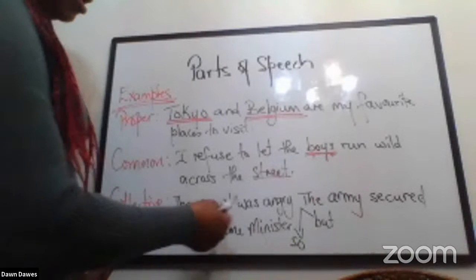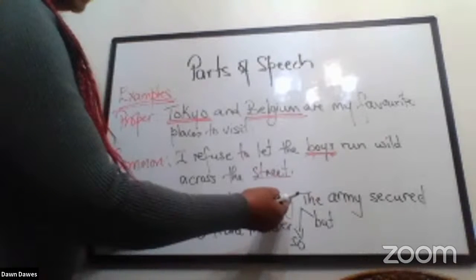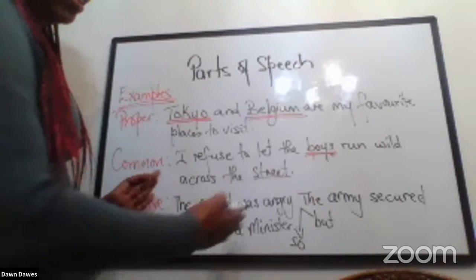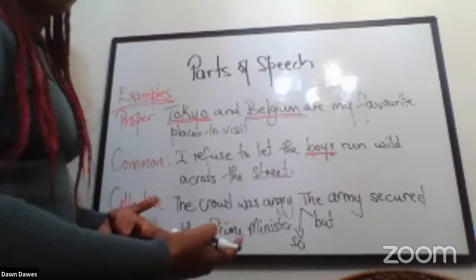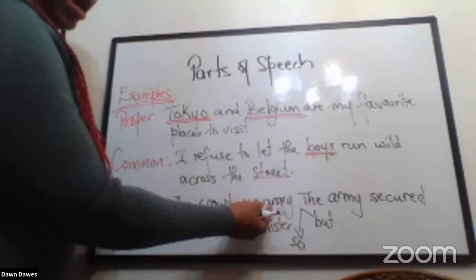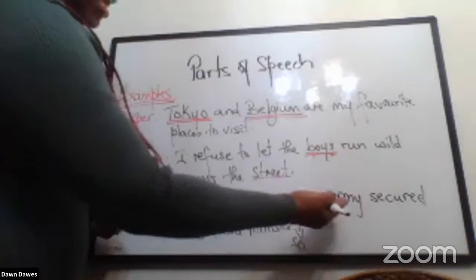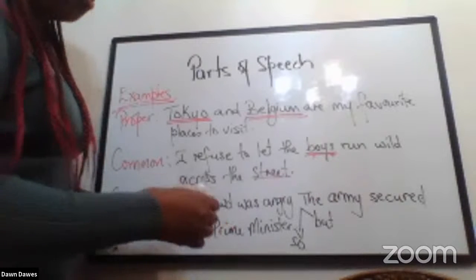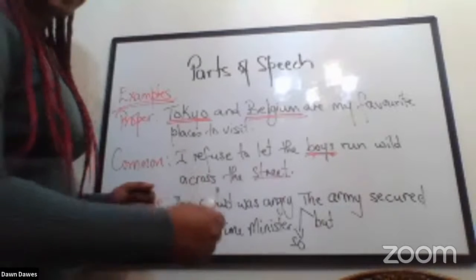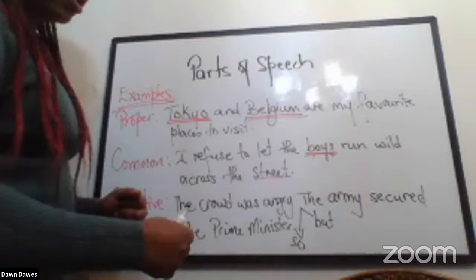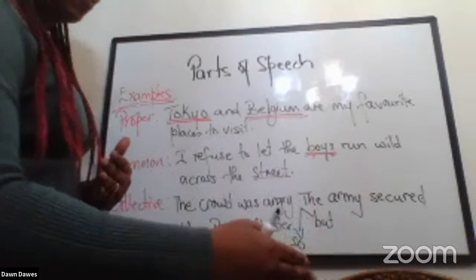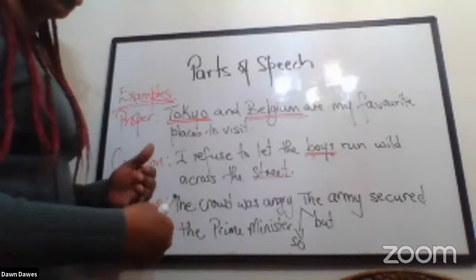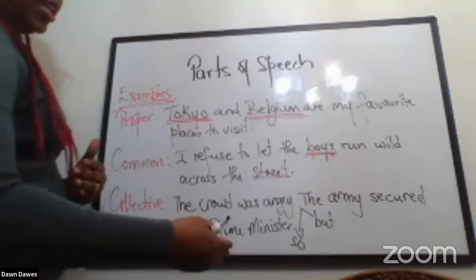The crowd was angry. Here we can see that it's something negative. We know what crowds generally do when it comes to anger. But then the army secured the prime minister. So we realize now that it is almost like a cause and effect situation. Because this happened, then that happened. But because one is negative, we want to use something that will show some sort of negation.